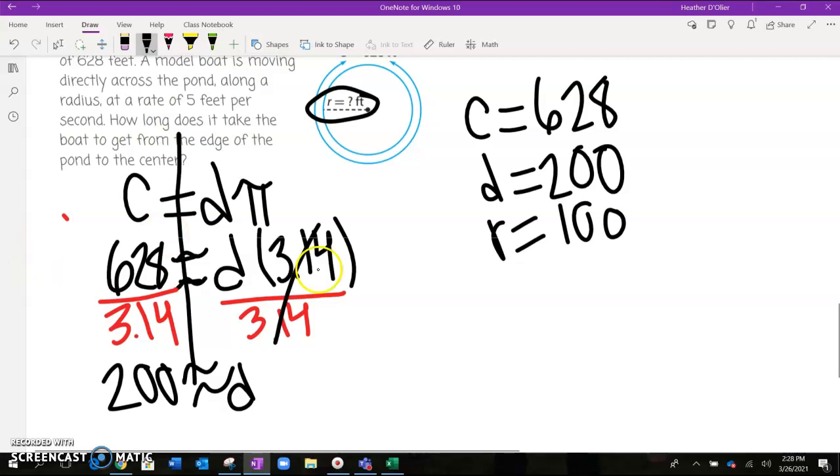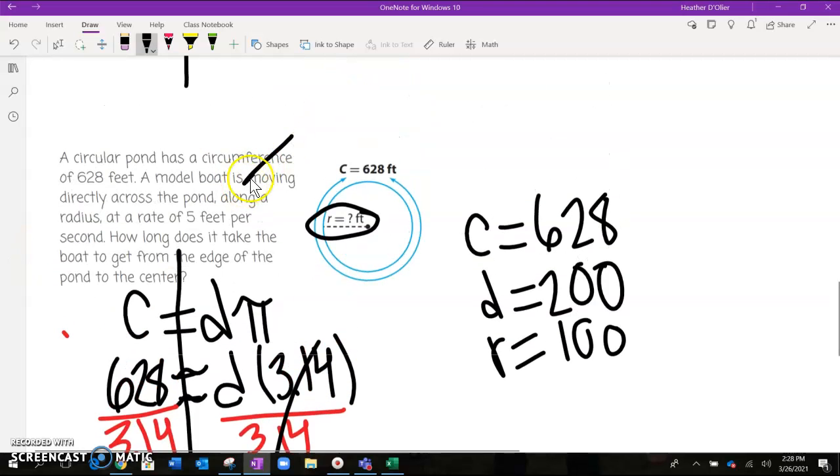Let's read it. A model boat is moving directly across the pond along a radius. So it's going along that 100-foot line. I should have put feet at the end of these. I'm sorry. It's going at a rate of 5 feet per second. So 5 feet, 1 second; 10 feet, 2 seconds; 15, 3. That's going to take forever. There's a faster method.